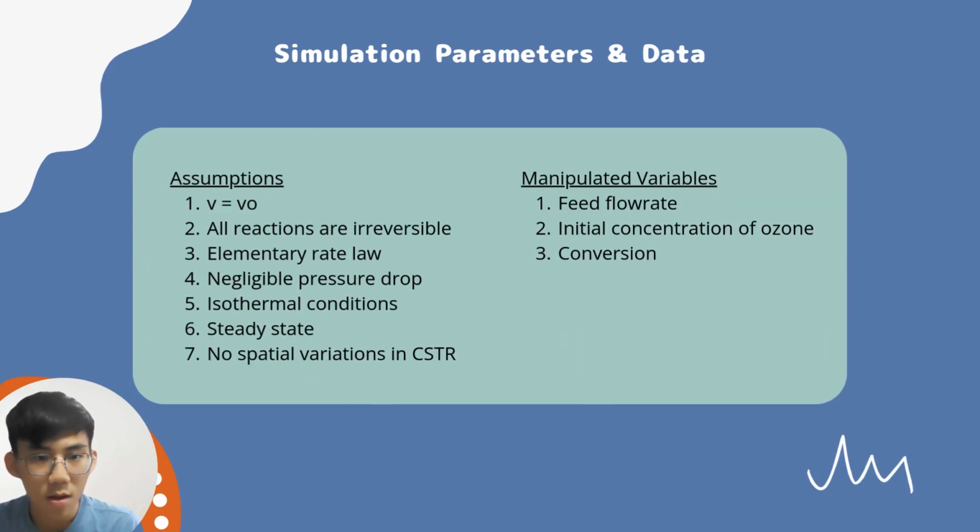For the assumptions, V was assumed to be equal to V naught since the reaction is a liquid reaction. All the reactions are also irreversible and follow an elementary rate law. The reactor has a negligible pressure drop at isothermal conditions and operates at steady state. There are also no spatial variations inside the CSTR. The manipulated variables were the feed flow rate and initial concentration of ozone to change the conversion.